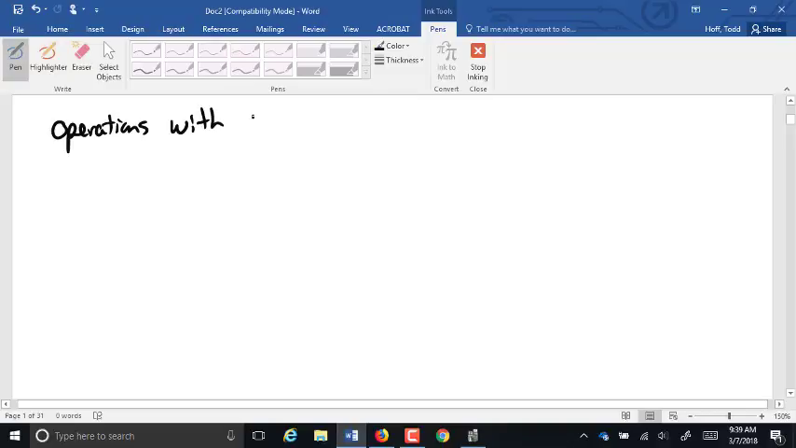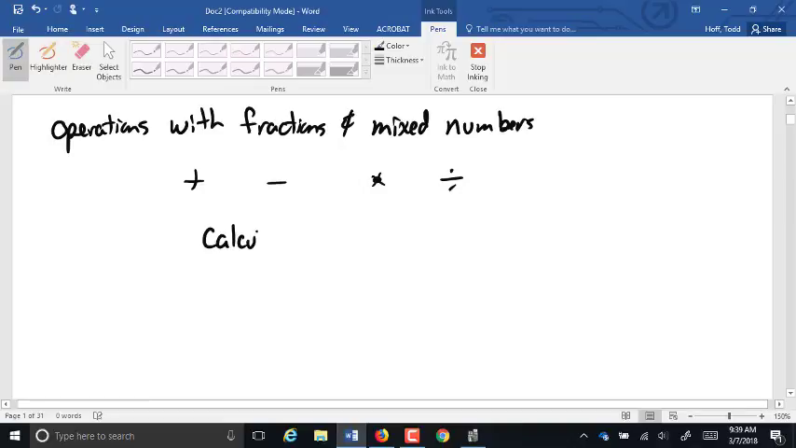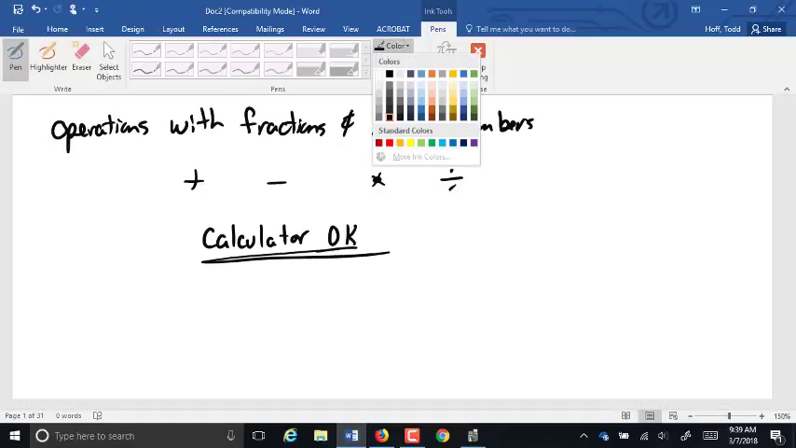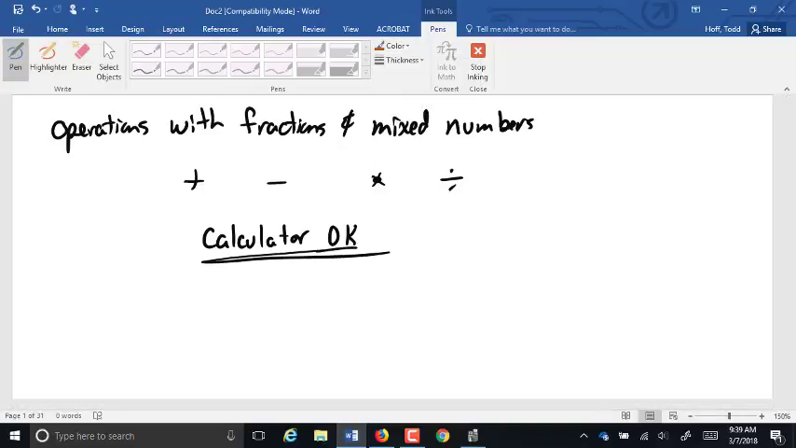You'll need to be able to do operations with fractions and mixed numbers. Add, subtract, multiply, and divide. It is okay to use your calculator for the numbers, as long as you know how to use it, that is fine. We are going to turn around and make you do some calculations with variables in there that you can't use the calculator on, of course, but for the numerical part, you can use the calculator.